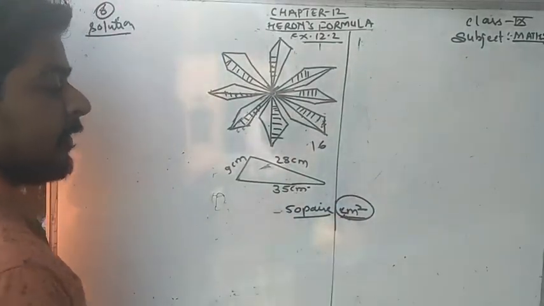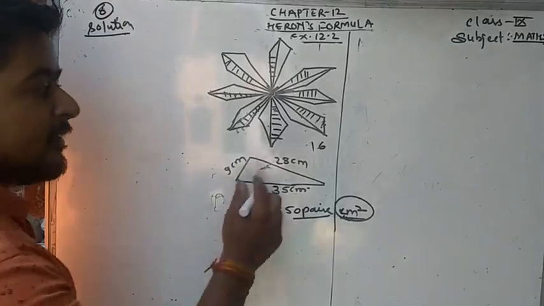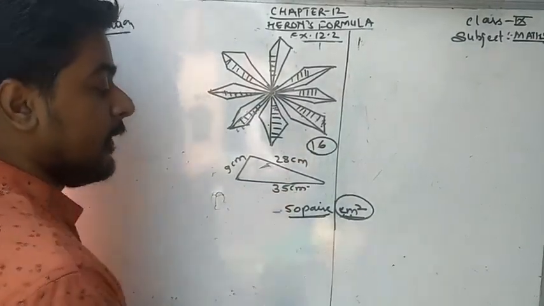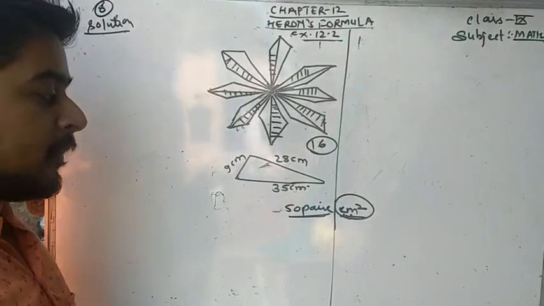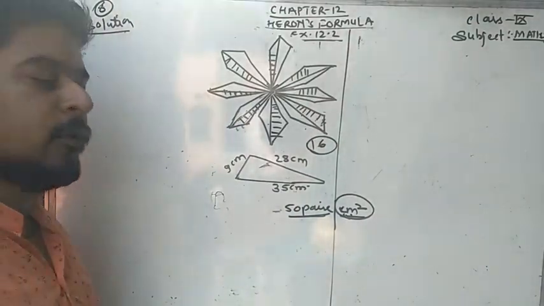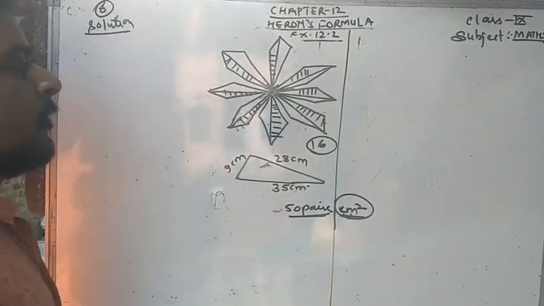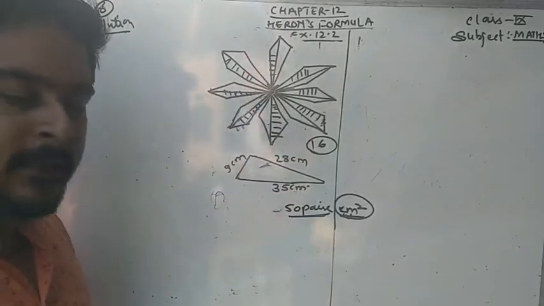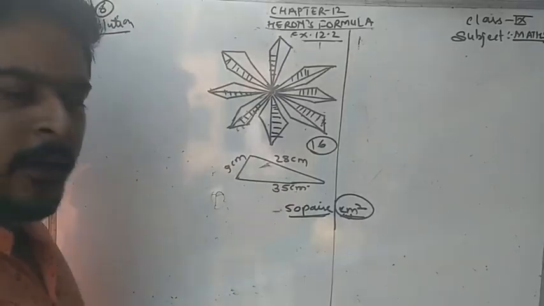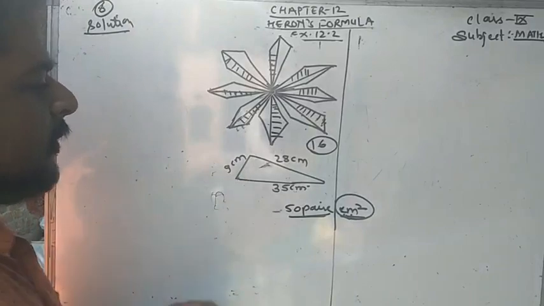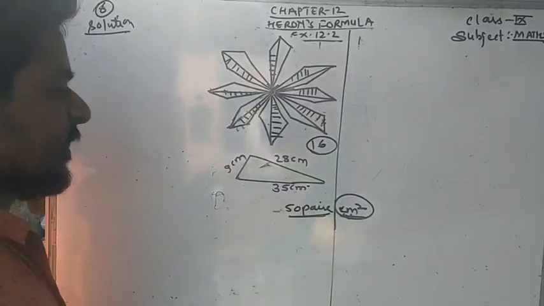First we need to find the area of the given 16 tiles, and then multiply the total area by 50 paise, or we will convert the 50 paise into rupees by dividing by 100, and then we will get the total cost for polishing this design. So first we need to calculate the area of one tile and multiply it by 16.